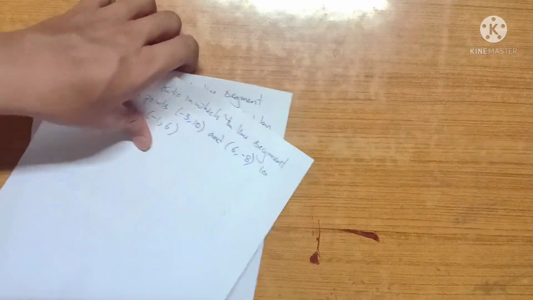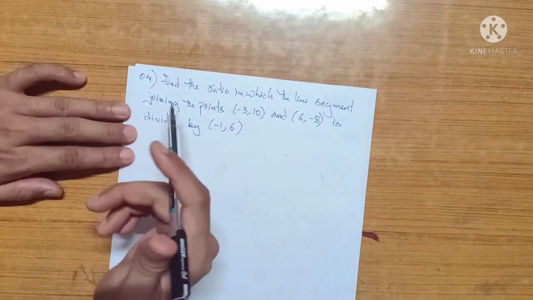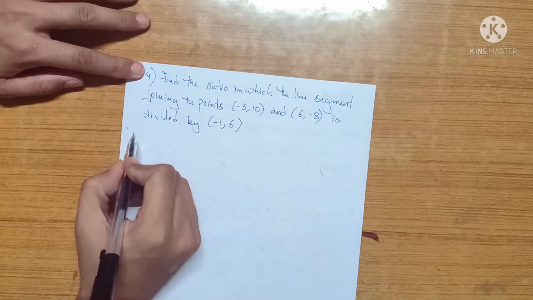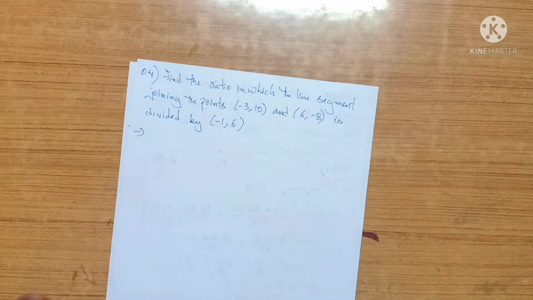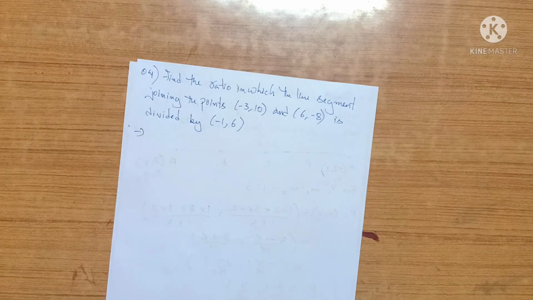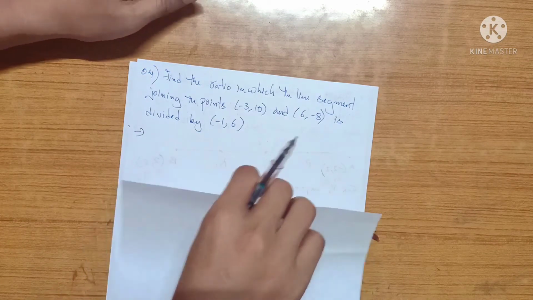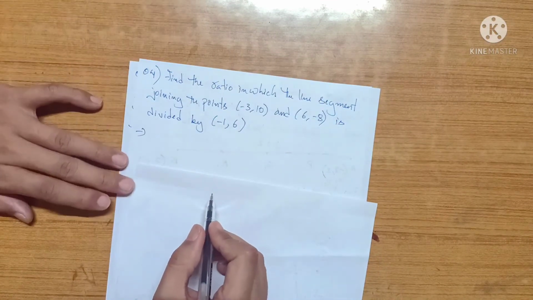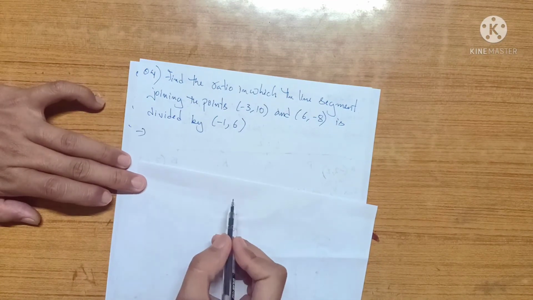Since we skipped the 9, let's come back and continue with question number 4. Question number 4. Find the ratio in which the line segment joining the points this and this is divided by the point (-1, 6). So what they're saying is we are supposed to find the ratio.